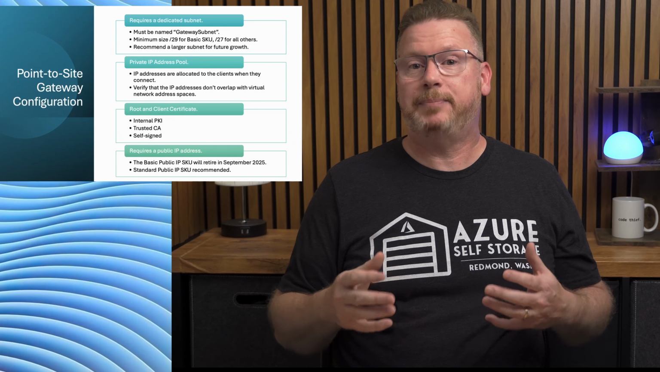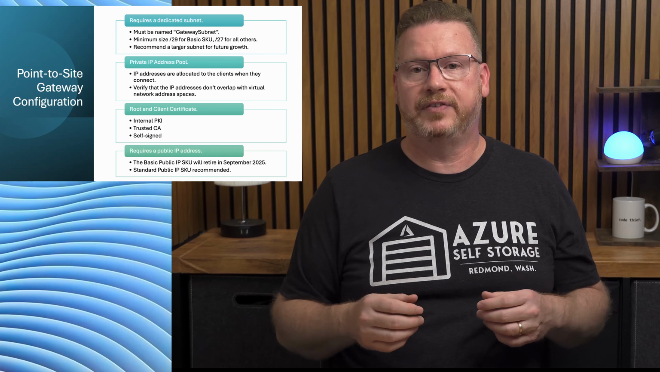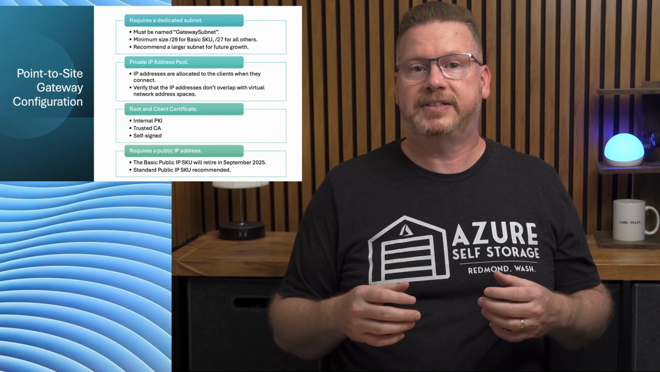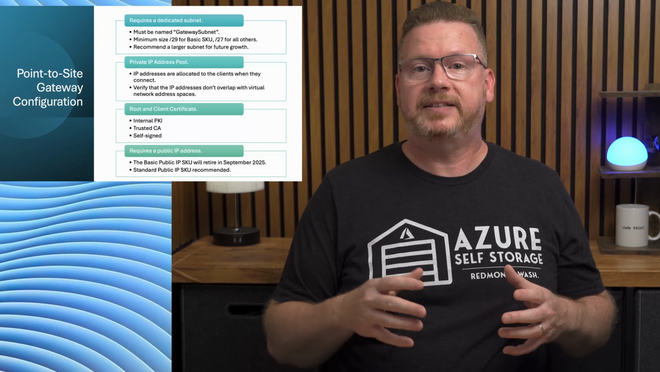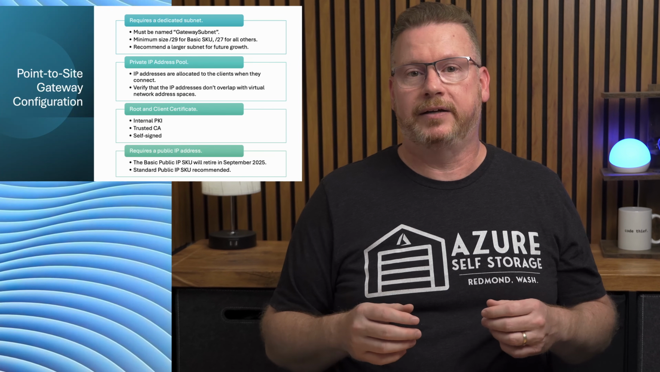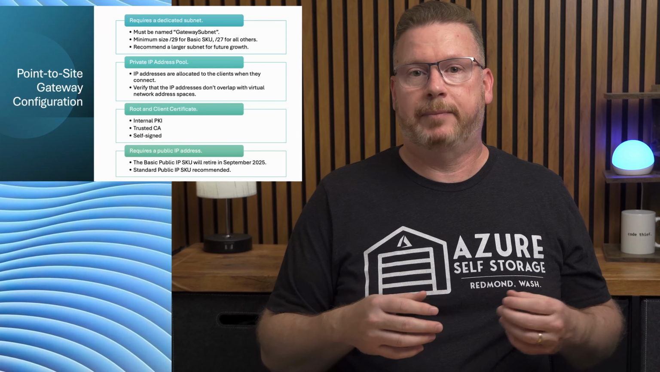We also need a public IP address for the gateway, and here's where it gets a little confusing. Azure is retiring the basic public IP SKU at the end of September 2025. The basic VPN gateway may still require it. That's what we'll use in the demo.